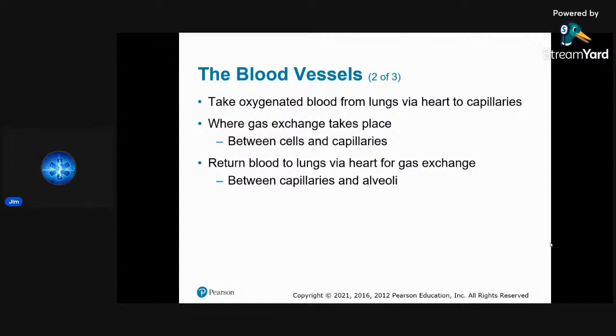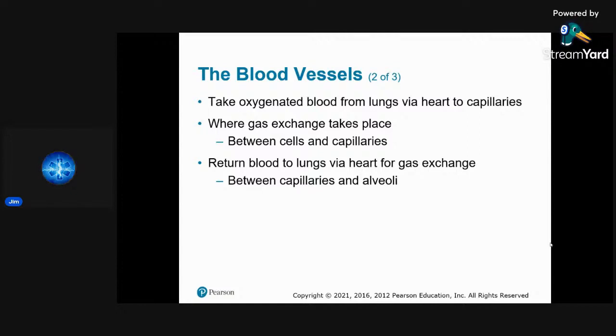The gas exchange will happen between the cell and capillaries. They have really thin-walled membranes, and through the process of diffusion, where we go from a higher concentration to a lower. So in the cell is a lower concentration of oxygen, but a higher concentration of CO2. So they'll diffuse across the membrane, and they'll equalize or level out.